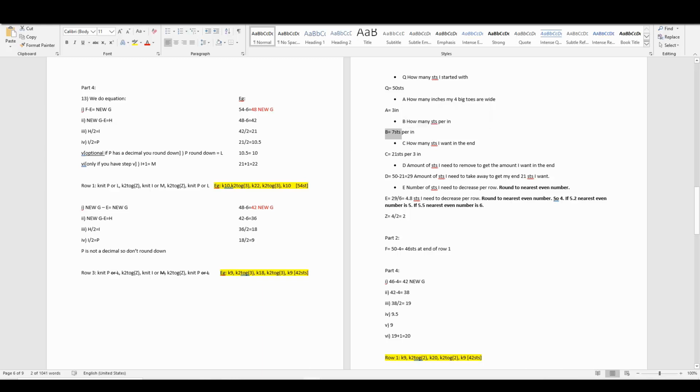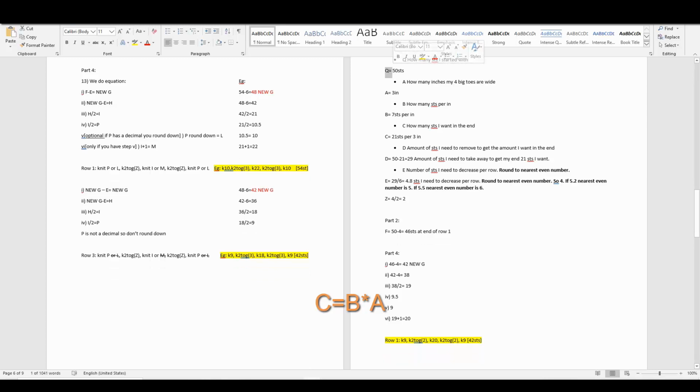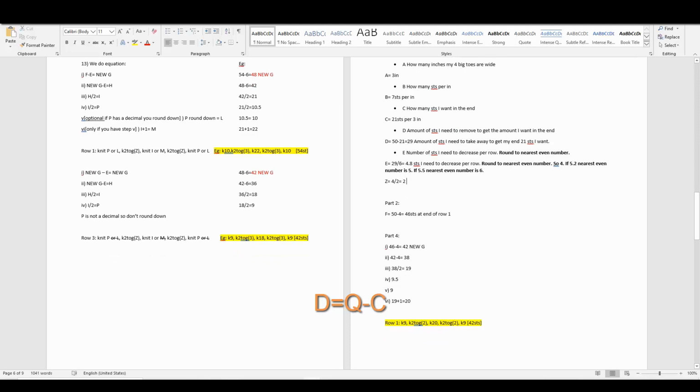So that's variable B. Variable C is how many stitches I want in the end. So how many stitches do I want at the end of my 12 rows for my decreasing? So to do that, you take 7, B times A, which is 21. So I know that at the end of my 12 rows, I want 21 stitches. So if I want 21 stitches, I have to now find variable D, which is how many stitches I have to take away if I have 50 stitches right now. So you do Q, which is 50 minus 21, C, equals 29. So 29 is the amount of stitches I need to take away to get to the desired amount of 21 that I want at the end of 12 rows.